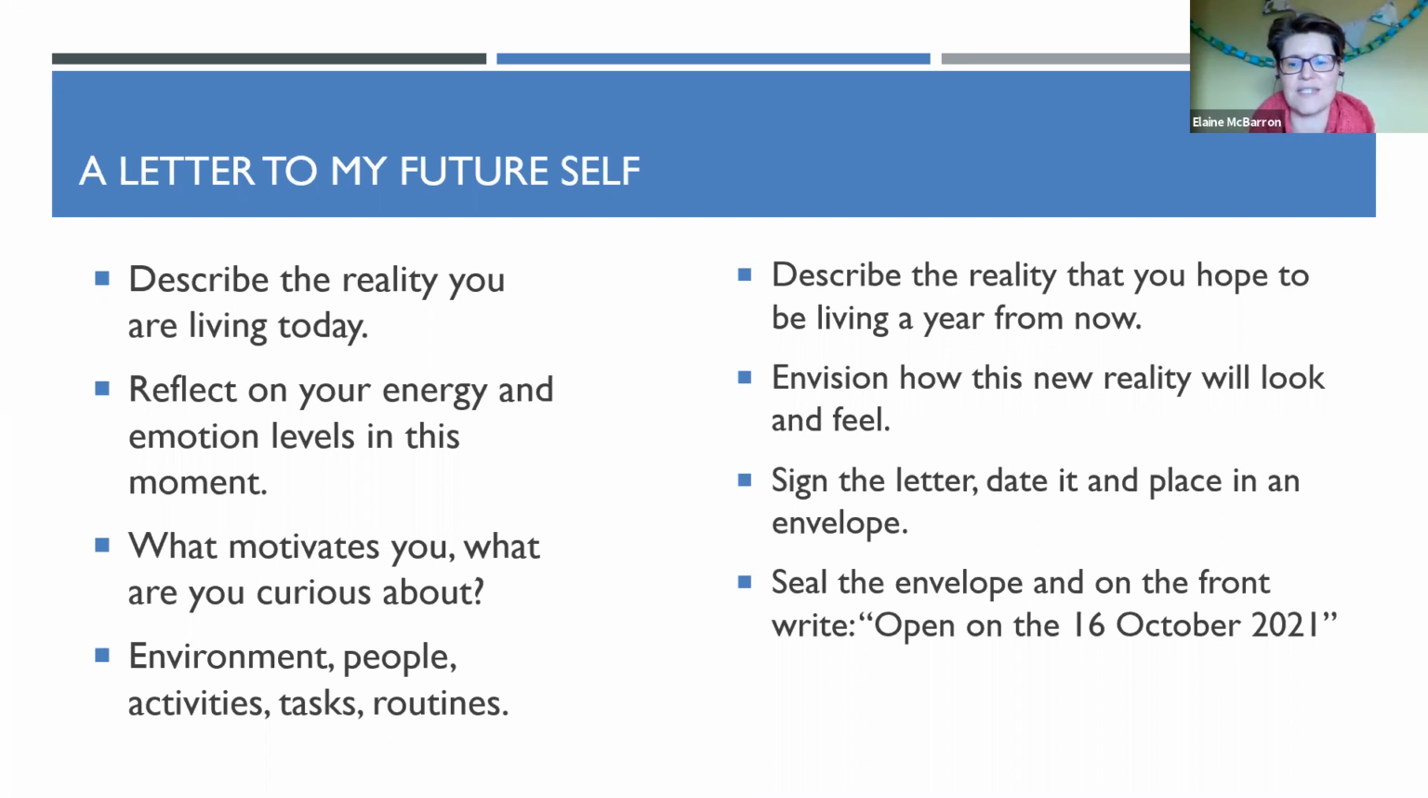The second part of your letter is to describe in as much detail the reality that you hope to be living in a year from now. So the same kind of ideas. Describe your environment, the people that are around you, the activities that you're now doing, the tasks that you're doing, and the routines that you're now involved in. Envisage that in as much detail as you can and think about the look and feel of that future a year from now, 12 months from now. Then the suggestion is you sign that letter, put a date to it, seal it up, put it somewhere safe, and on the front of it write open in a year from now. So if you did the letter today, you'd say open 16th of October 2021.